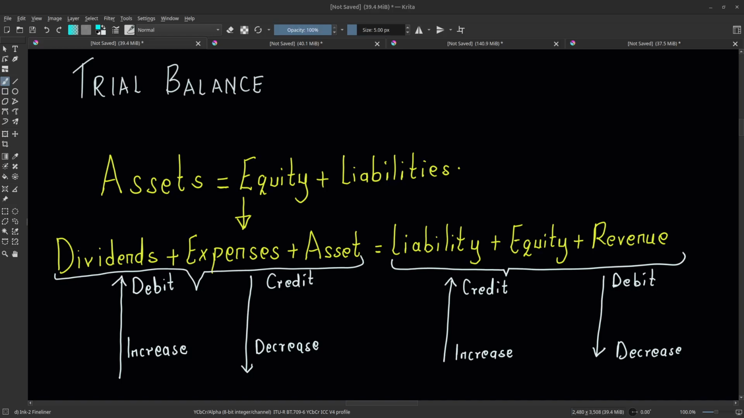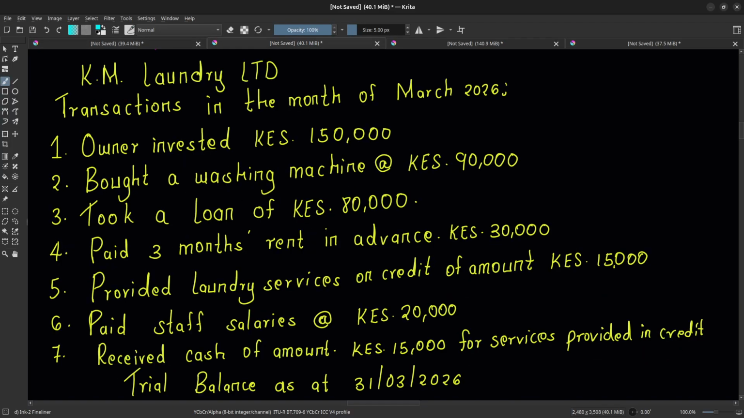Hello, let us look at another example of creating the trial balance, and always have in mind the accounting equation when preparing the TB. So for this example, we have KM Laundry Ltd running a business for cleaning. And these are the transactions that happened during the month of March 2026, and we want to create the trial balance as at 31st March 2026.